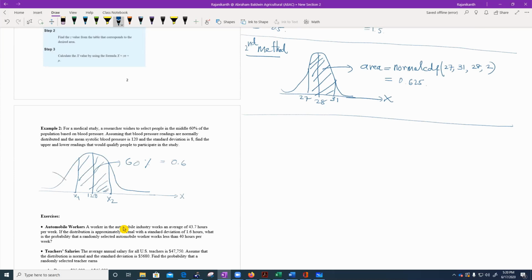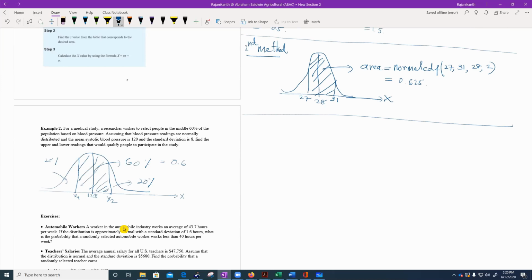Therefore, this side is going to be 20 percentage, and that side also going to be 20 percentage, because the mid side is 60 percentage. The remaining out of 100 is 40, because of the symmetric picture. So we are going to have 20 percentage that side and 20 here. Okay.